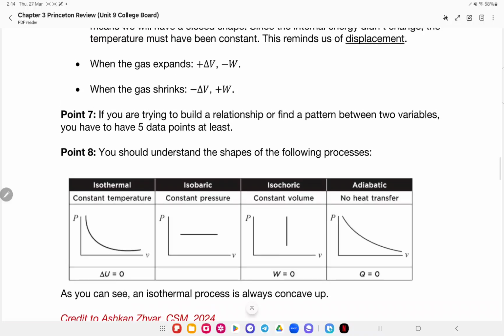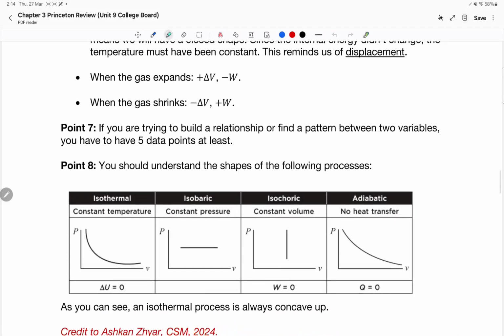You must memorize these shapes, okay? So isothermal will look like that. Isobaric will look like that. Isochoric, or isometric, or isovolumetric, will look like that. Adiabatic will look like that. You have to know what they mean.